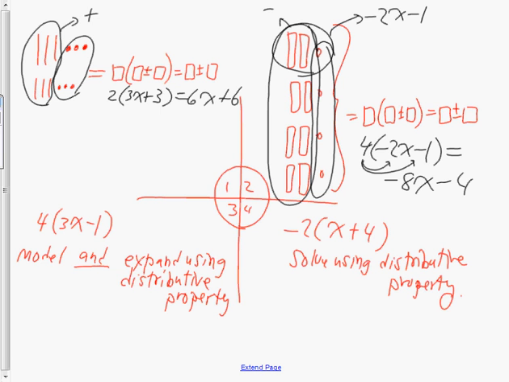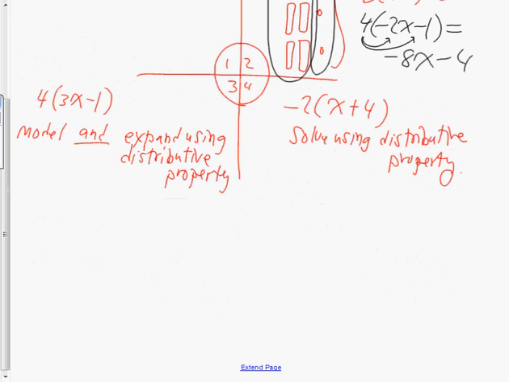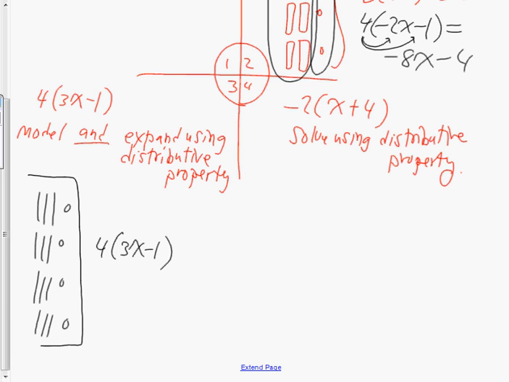And in the third example, I have 4 groups of 3x minus 1. So one group of 3x minus 1 is going to be this. That's one group of 3x minus 1. And then I would double it, triple it, quadruple it, and that would represent 4 groups of 3x minus 1. So 4 groups of 3x minus 1. And if I examine this picture, I can clearly see that I have 12 x's right here, and I have a minus 4 constant because I have 1, 2, 3, 4 negatives, or a minus 4.